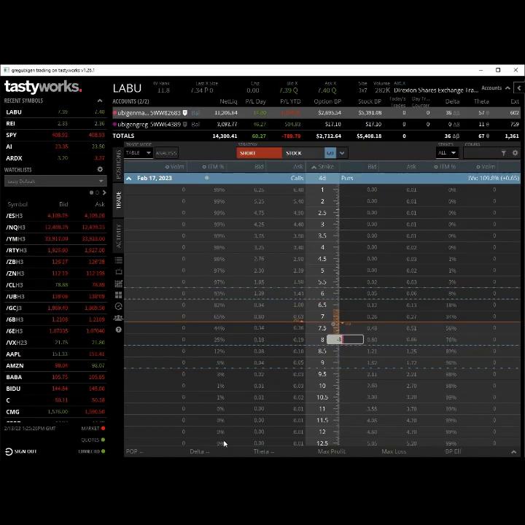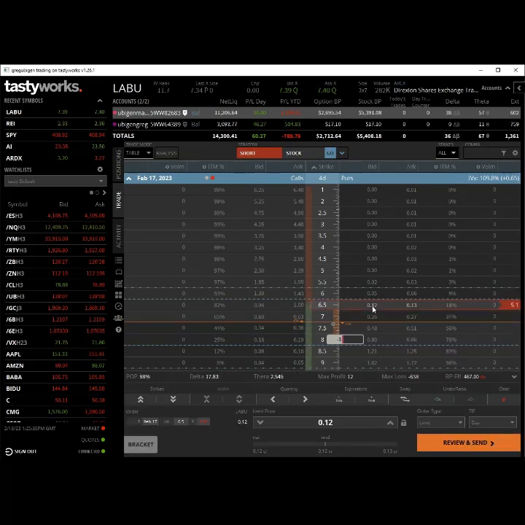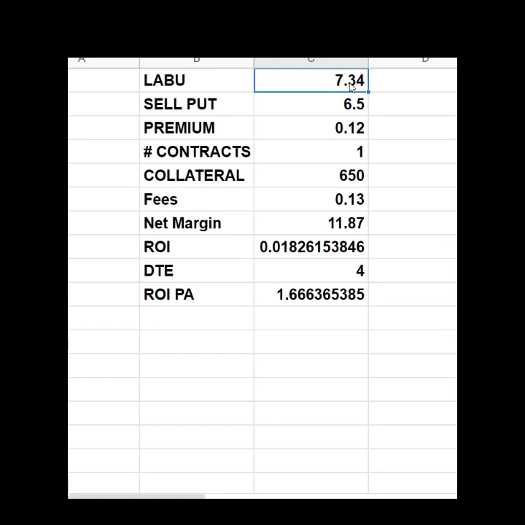So if we go to Tastyworks, we will see that you can sell the $6.50 put on ticker symbol LABU that will expire in 4 days for 12 cents per share. If we take a look at the analysis that is shown here, we will see that ticker symbol LABU is trading at $7.34. We talked about selling the put at the strike price of $6.50, and for that we receive a premium of 12 cents per share.